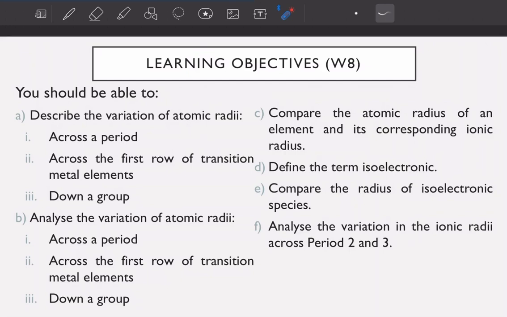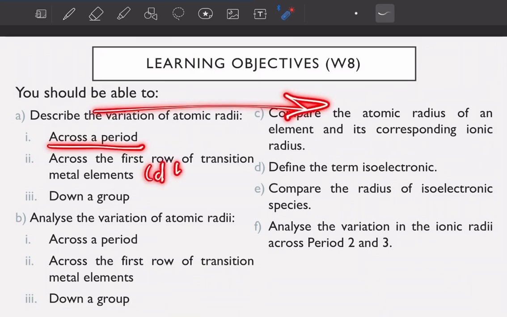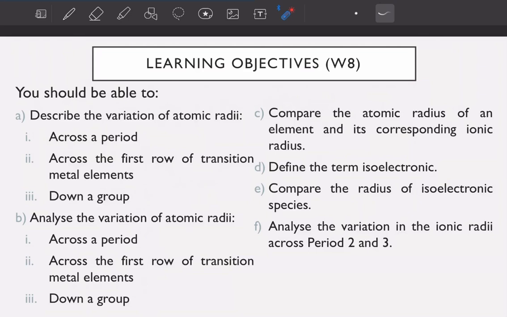We have the trend of atomic radii across a period, meaning to the right, across the first row of transition metal elements or your D block elements, which is in period 3, and then down the group, meaning downwards. So we want to know whether our atoms get bigger, or smaller, or bigger then smaller, or whatever, generally.